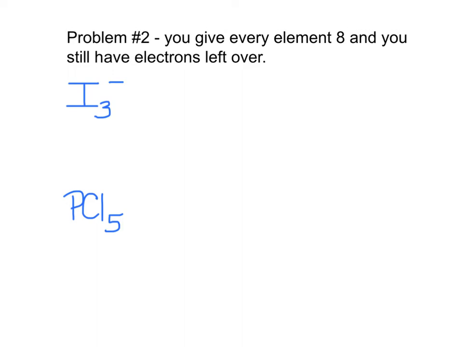Alright, so here's another weird issue. Let's say that you give every element 8 electrons, and now you still have electrons to place and you don't know where to put them. You have too many electrons. So look at this one. This is an iodide ion.